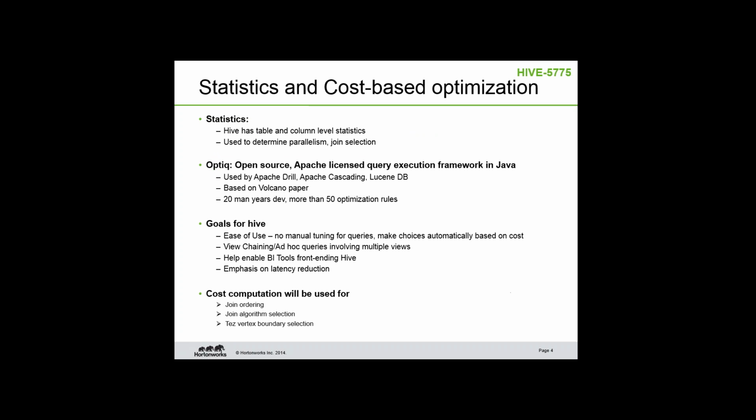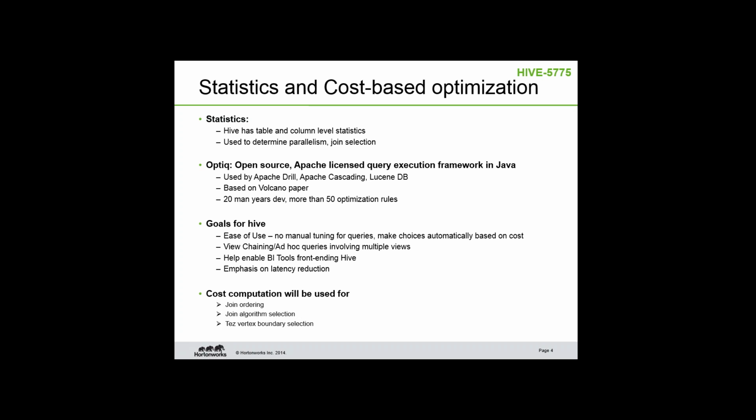So typically, this entire project and platform was based on statistics enhancement, optimization, and a few goals that were kept in mind. Statistics is typically based on the fact that the Hive table should have column level statistics available to the user. It could be used to determine a certain level of parallelism, and to understand join selection.